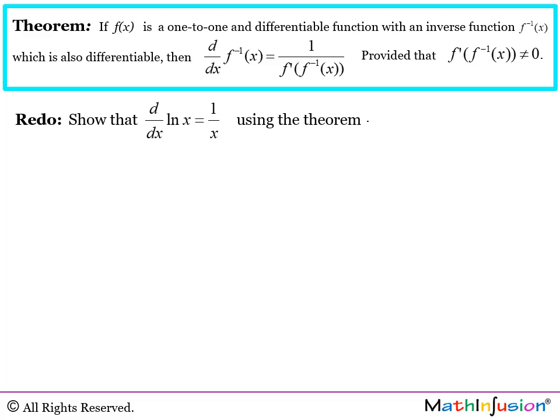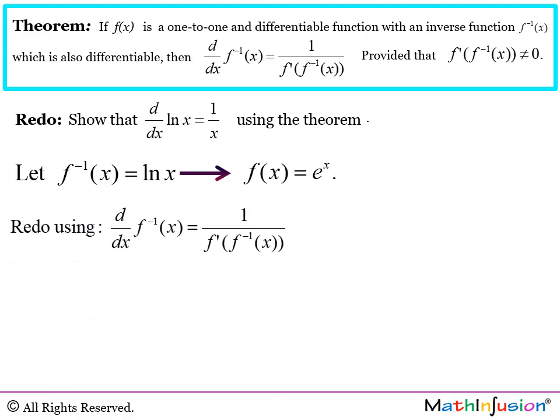Now we're going to again do the same example, but now we want to show that d/dx of ln of x is 1 over x using the theorem. f to the negative 1 of x, which means the inverse function of f(x), is ln of x, and f(x) is e to the x. Let's now apply the theorem. f to the negative 1 of x is ln of x.